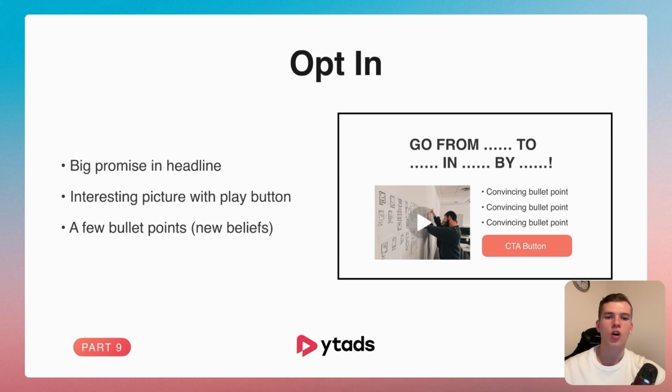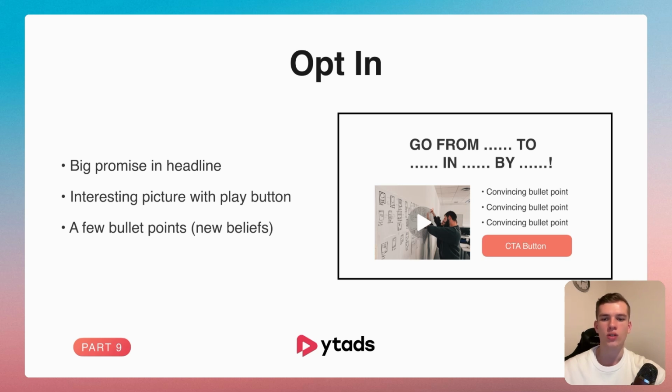That's how a basic opt-in page looks. It has the big heading, the big headline. That's the big promise, the stuff your audience truly wants and needs. That's the big promise that pulls them through the funnel in the headline. Go from ... to ... in ... by ... That's the framework I gave you to script the big promise.